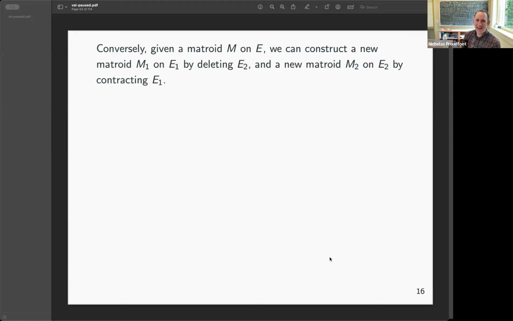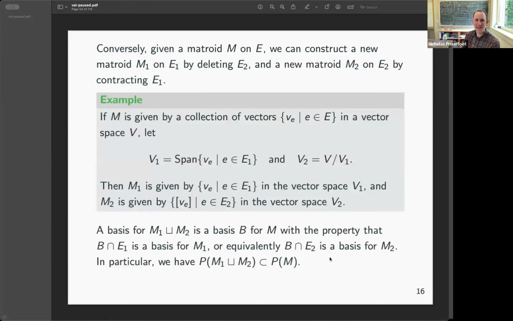So that was about how to take a matroid on E1 and a matroid on E2 and put them together to get a matroid on E1 disjoint union E2. You can go in the other direction. You can start with a matroid on E and construct a matroid on E1 and E2. The matroid on E1, I get by deleting the elements of E2, and the matroid on E2, I get by contracting E1, or contracting a basis for E1 and deleting the rest.